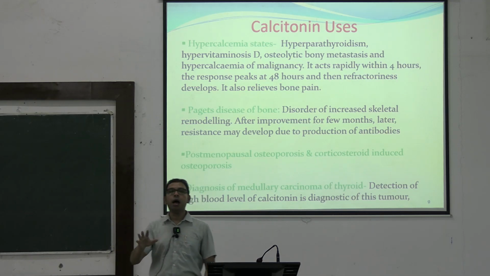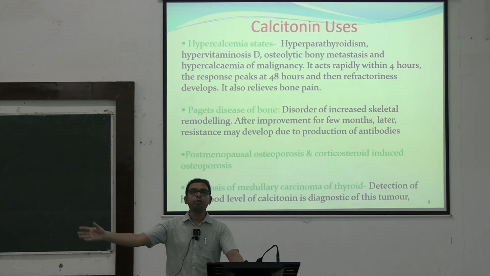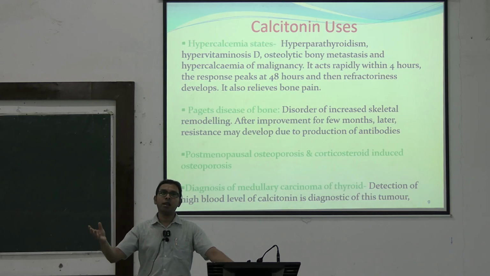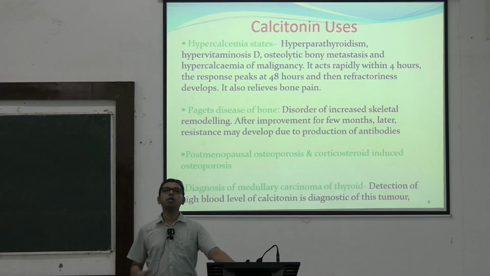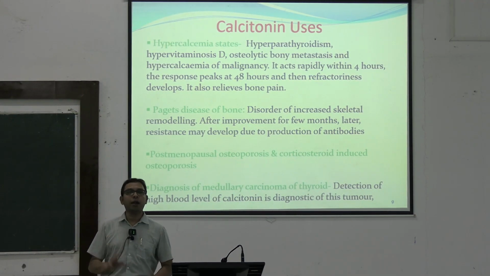So hypercalcemia is most commonly seen when there is some type of osteolytic bony metastasis, that is, cancer elsewhere that has spread to the bones and ultimately leads to osteolysis, breakage of the bones. Then there are different types of metastasis to the bones, hypercalcemia of the malignancy, and in some cases if there is some parathyroid adenoma or parathyroid carcinoma, that can lead to hyperparathyroidism.